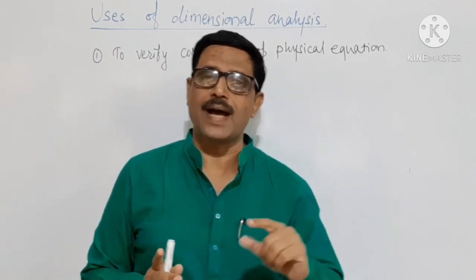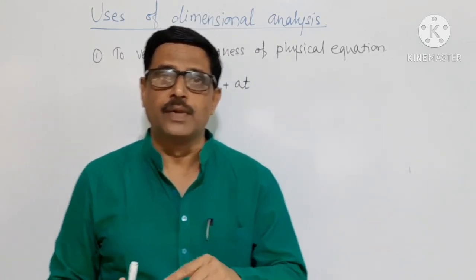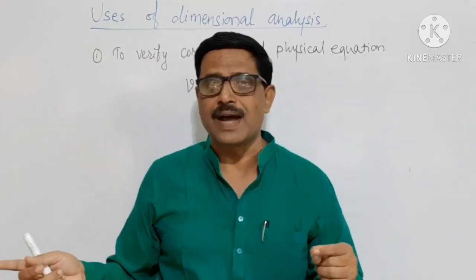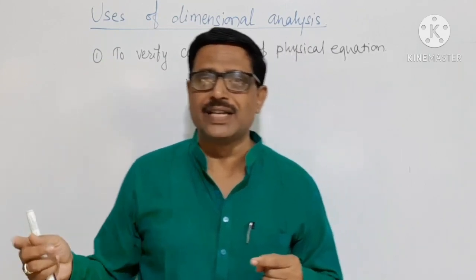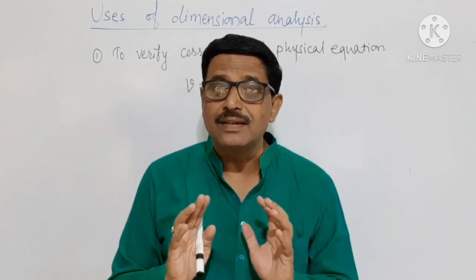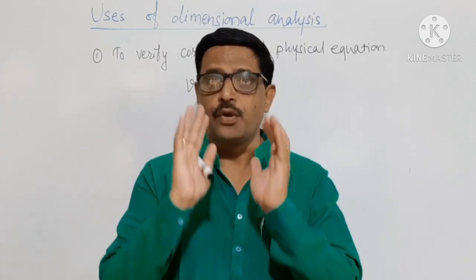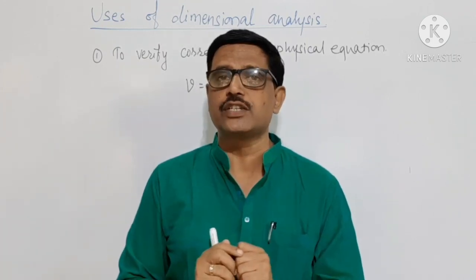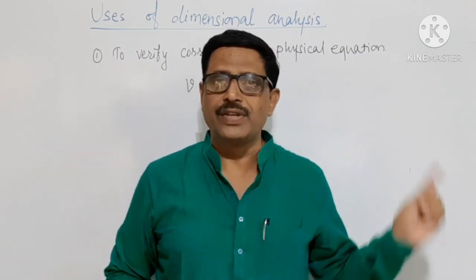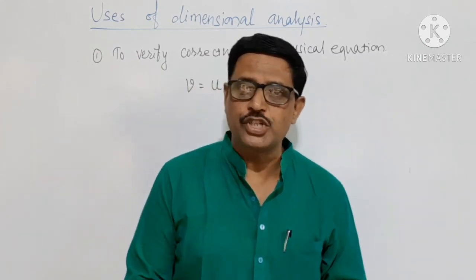Mass can be added to mass, volume can be added to volume, length can be added to length. Mass added to mass will give a mass, length added to length will give a length, volume added to volume will give a volume. This is the homogeneous equation. Whether the equation is homogeneous or not, that can be seen or verified with the help of dimensional analysis.